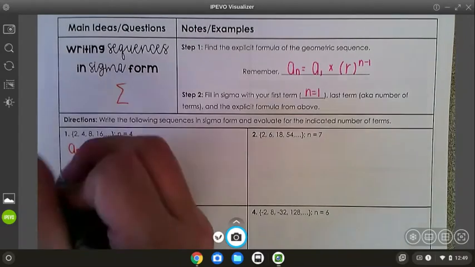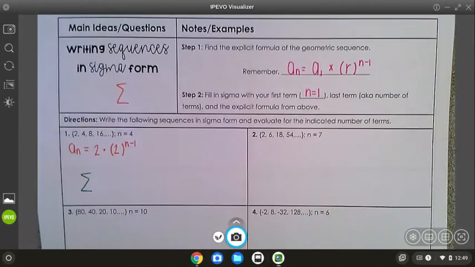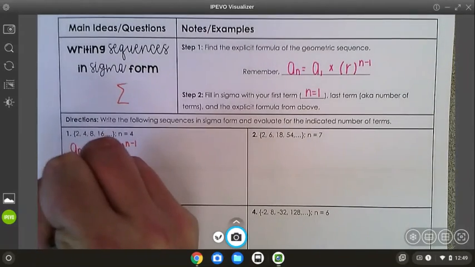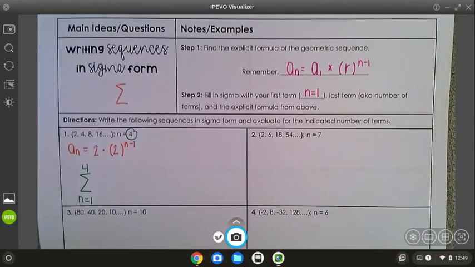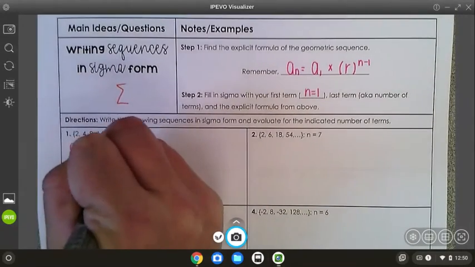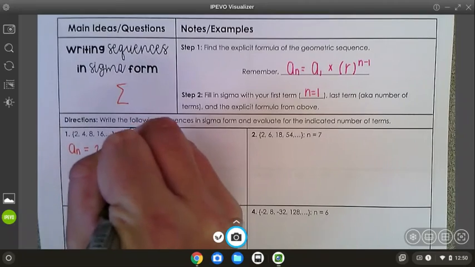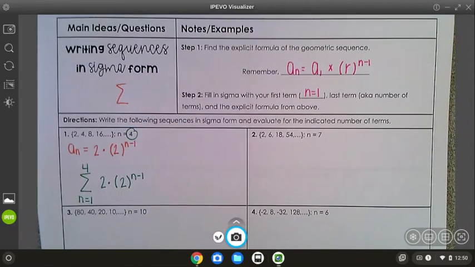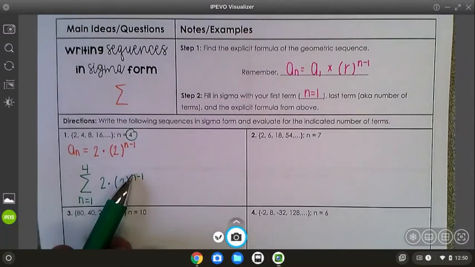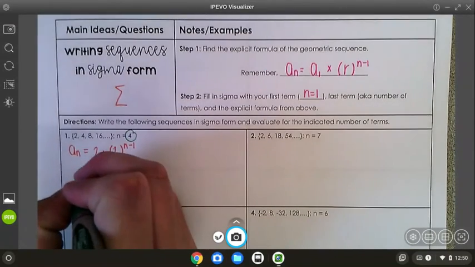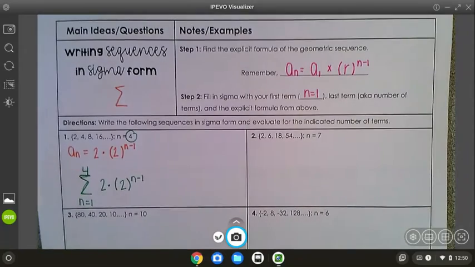Then, to find the sum, here's sigma. We always put n equals 1 in the bottom. We're going to put 4 in the top. And then we're going to write in our formula. Remember, in sigma, we leave it as n here. The only place that the 4 goes is at the top of sigma.